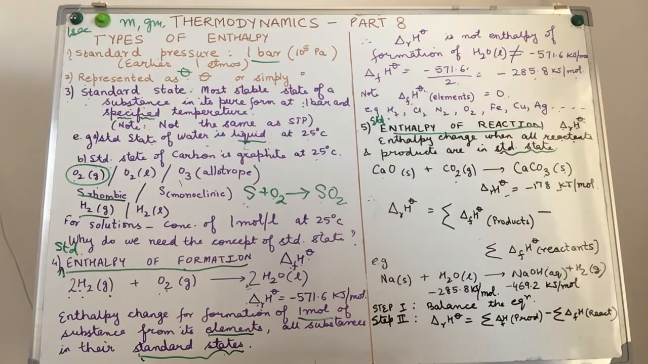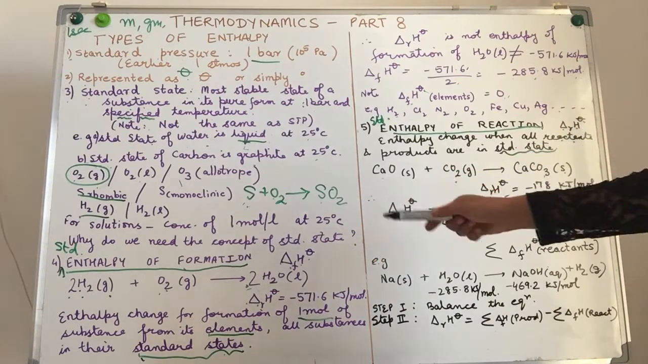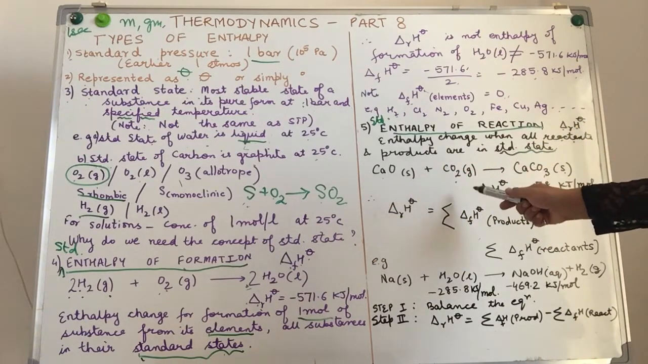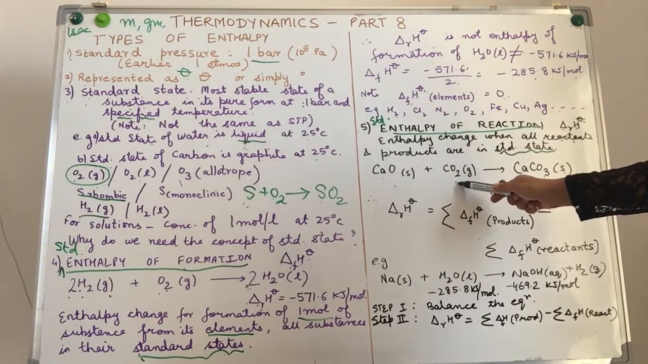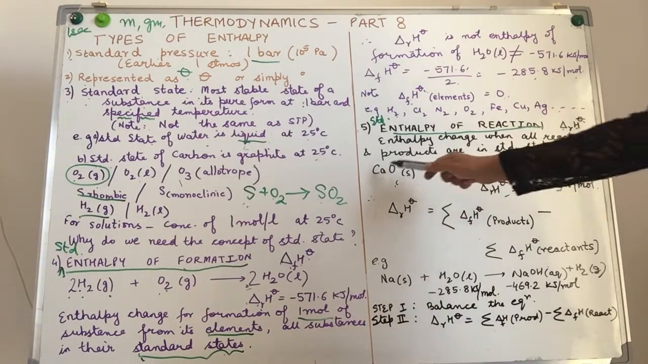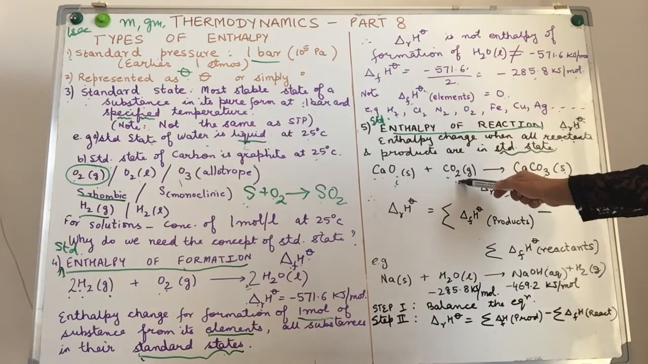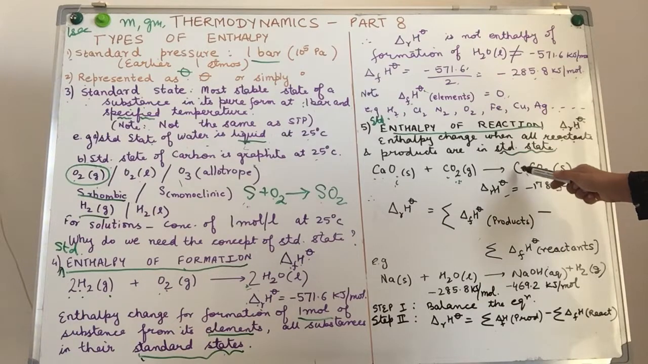No, it doesn't. Why? If you notice, we had underlined elements. When we are talking about the enthalpy of formation of a substance, we are talking about the reactants in their elemental state. These are not the elemental forms of calcium carbonate. So we have calcium oxide, carbon dioxide. These are both compounds. What will be the elemental states? That will be calcium, carbon and oxygen.